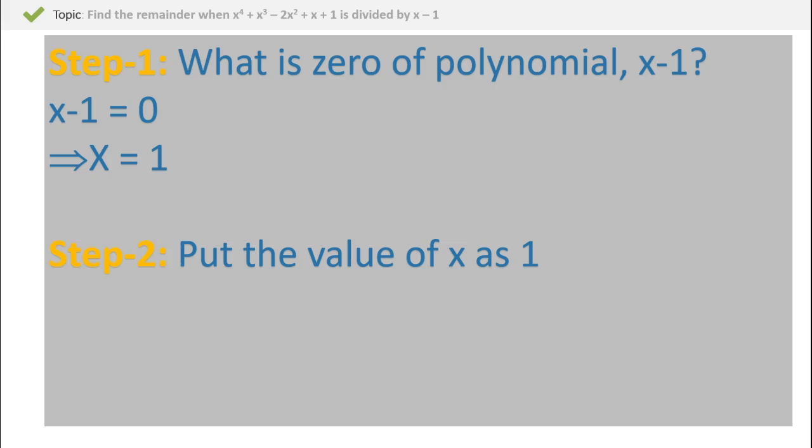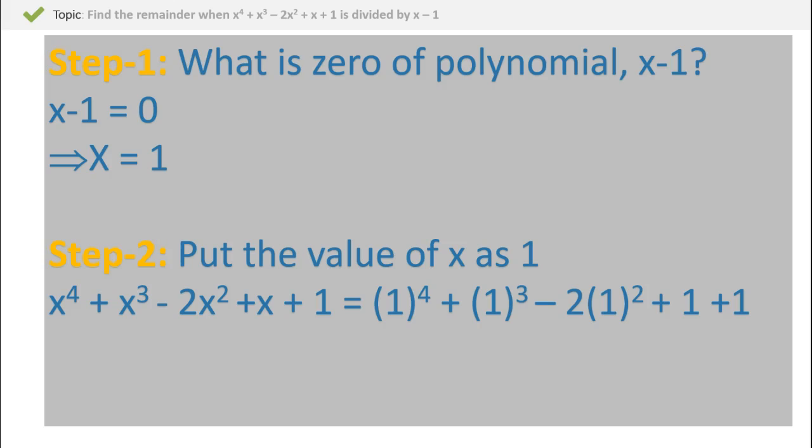Next, I'm going to put the value of x as 1 in dividend x to the power 4 plus x cubed minus 2x squared plus x plus 1. And when I replace x by 1, I get 1 to the power 4 plus 1 to the power 3 minus 2 multiplied by 1 to the power 2 plus 1 plus 1, which gives you 1 plus 1 minus 2 plus 1 plus 1, and hence you get 2.